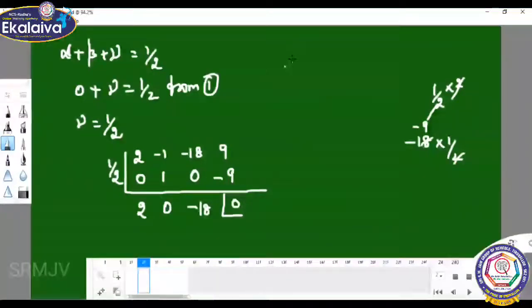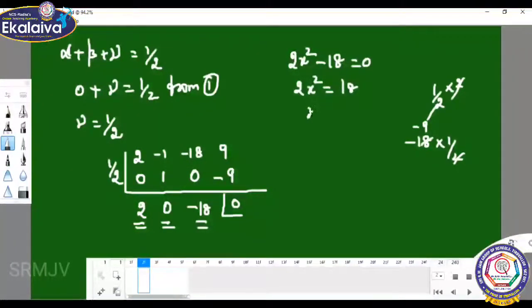So what is the other factor? 2x square, x term is 0, minus 18 equal to 0. This is x square, x, and this is the constant term. 2x square minus 18 equal to 0. 2x square equal to 18. x square equal to 9. x equal to plus or minus 3.